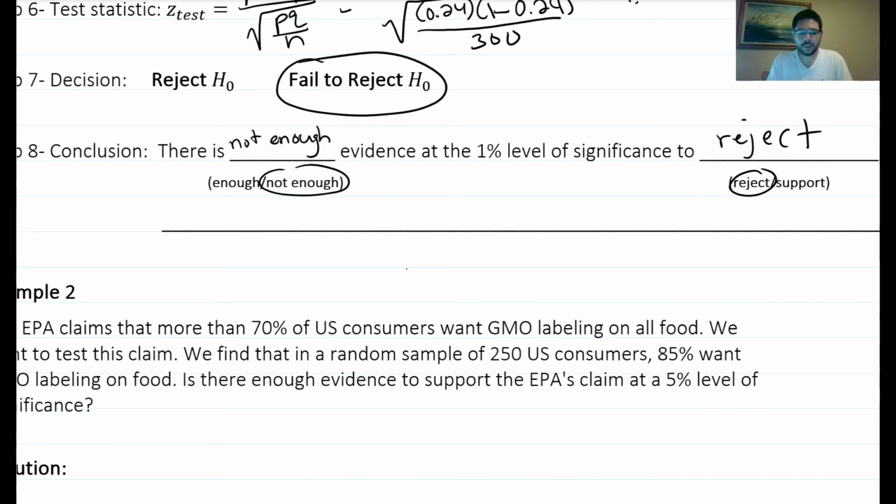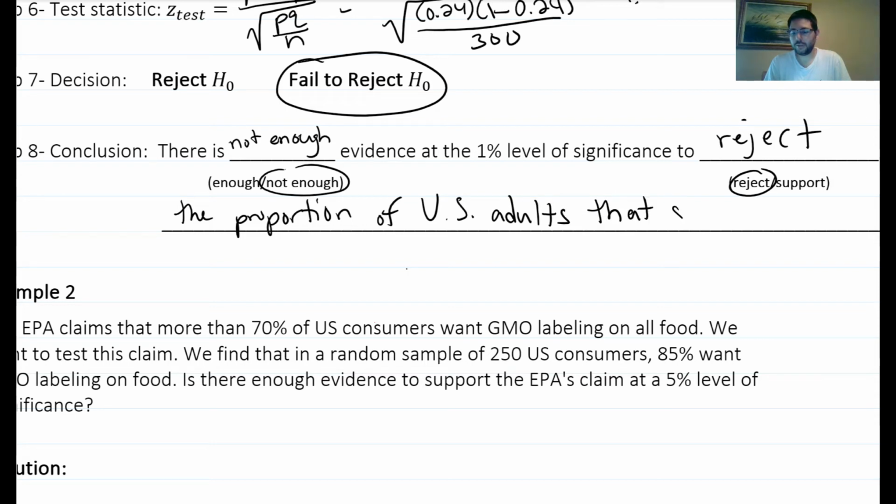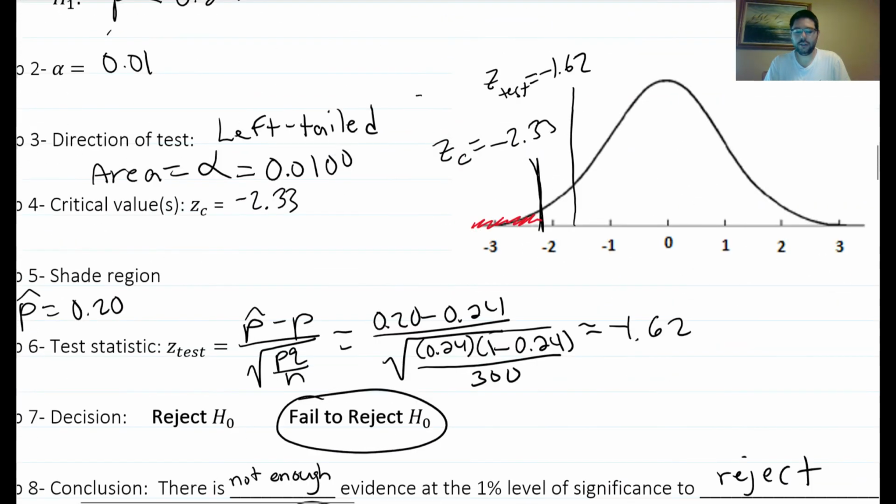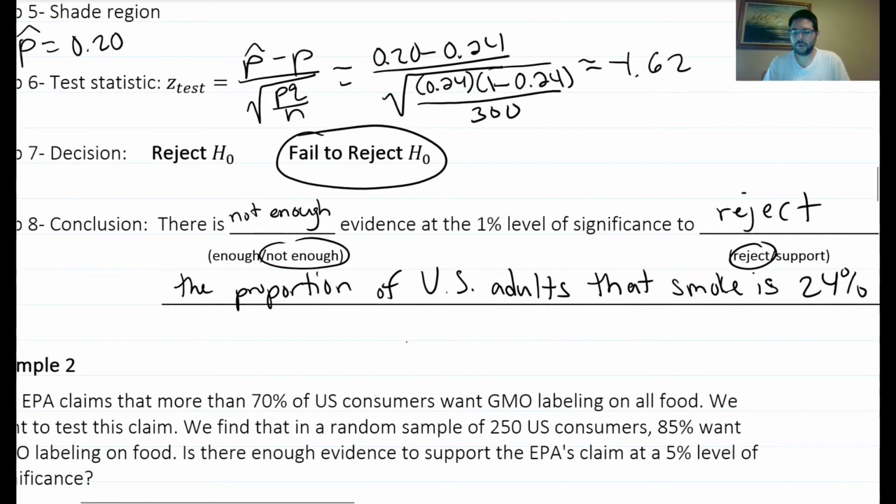The proportion of US adults that smoke is, and I believe it was 24%. I will double check that though. At least 24%. So it was at least 24%.